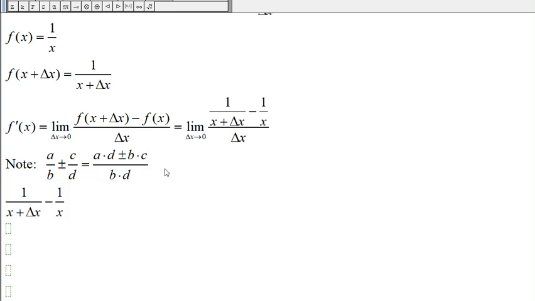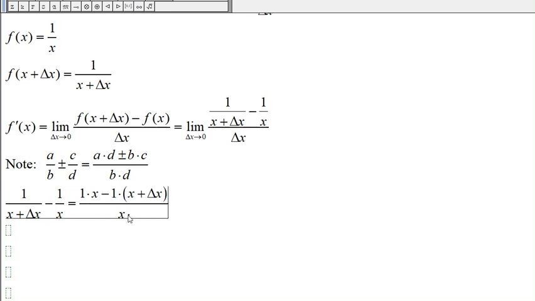So if I have something like this, we're going to cross multiply, so it'll be 1 times x, and then minus 1 times x plus delta x, and then the denominator will be the product of these two. So it's going to be x times x plus delta x.